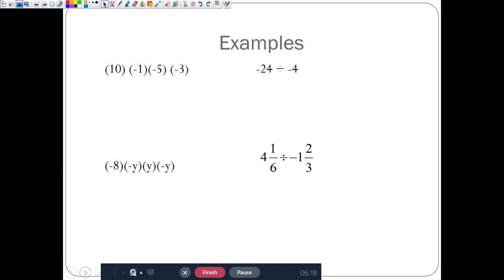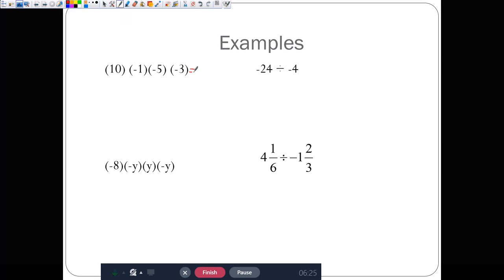Okay, so here I'm going to count my negative signs as 1, 2, 3. So that is odd, so I know my answer is going to be negative. Now I'm just going to multiply. 10 times 1 is 10. 10 times 5 is 50. 50 times 3 is 150. So my answer is negative 150.